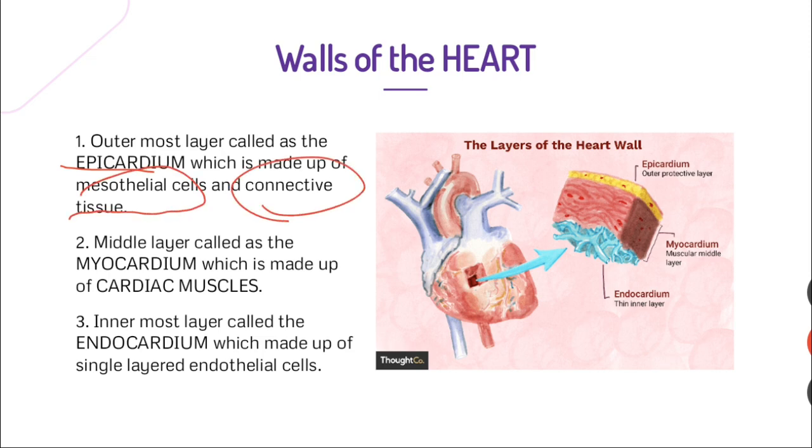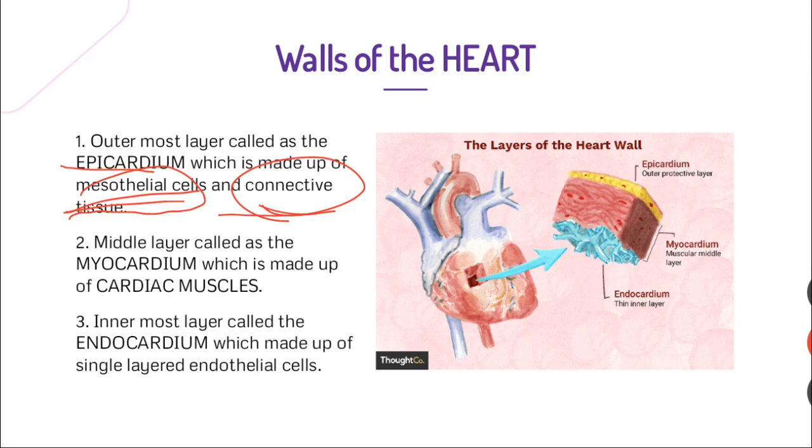See, in most of the organs where layers are present, the outermost layer is generally made up of connective tissue cells, and the innermost layer is made up of your endothelial cells. Okay, this is in general, you just remember it in general. Next one, it is made up of mesothelial cells and connective tissue cells.